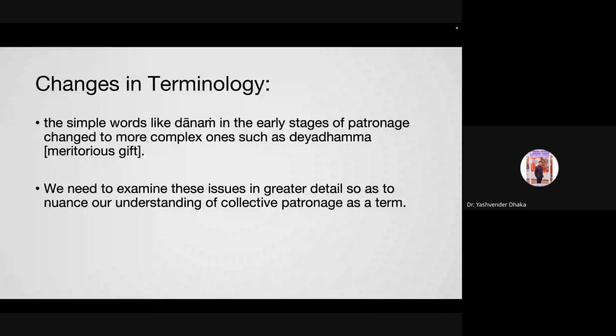We need to examine these issues in greater detail so as to nuance our understanding of collective patronage as a term. So how this use of the word is changing: in earlier inscriptions, you find the meritorious gift described as simply Danam. Then it becomes Deya Dhamma. That is your duty, your moral obligation to give. So how these things change, we need to see in greater detail.